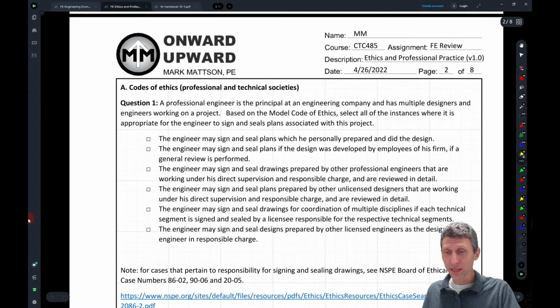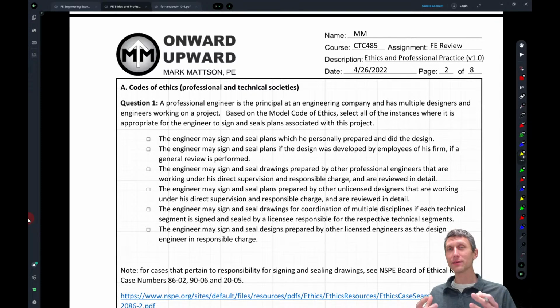So the question here goes: a professional engineer, and this is at the core of a professional engineer's duty and responsibility, is to do professional engineering in a responsible way. Professional engineers should be taking responsibility for their drawings, doing good designs, and doing designs that protect the health, safety, and welfare of the public.